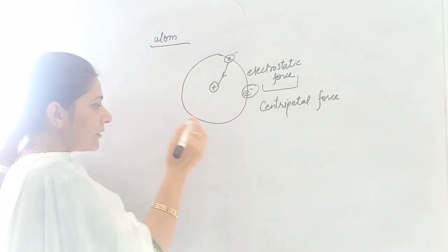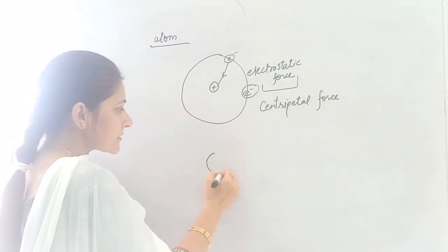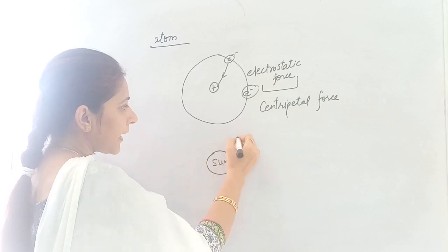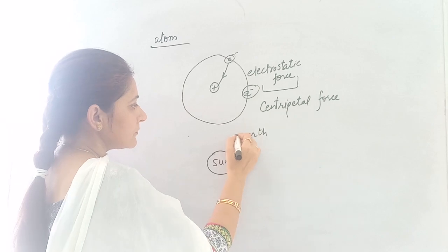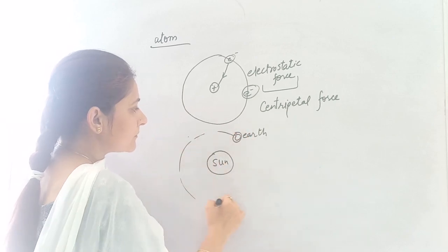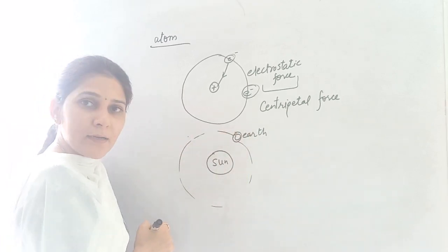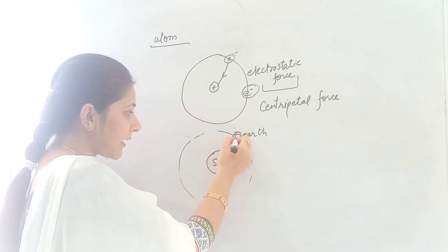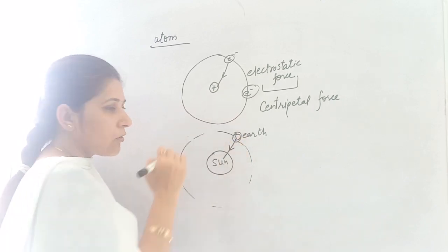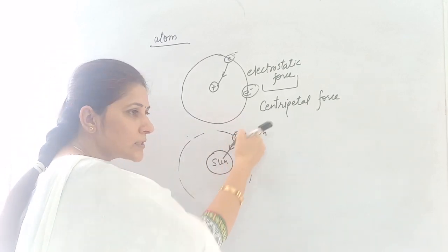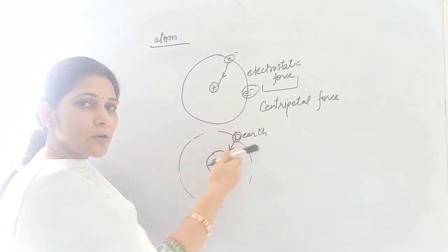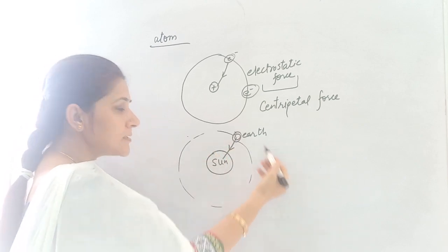Okay. Then we can take another example. This is the sun and the planets are revolving around it. This is Earth. Earth is revolving around the sun this way. Why is it revolving around the sun? Because of the gravitational force exerted by the sun onto the earth, because of its gravitational pull, and this is acting towards the sun, means towards the center of the circle in which the earth is revolving.